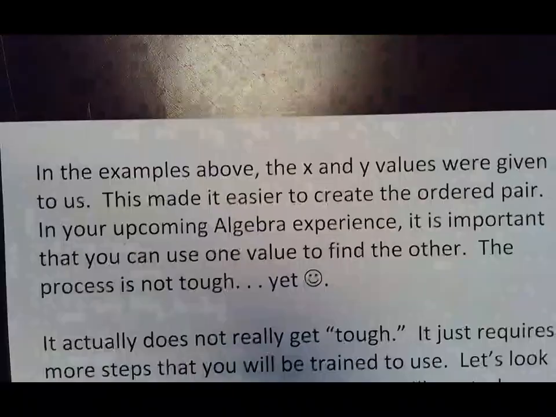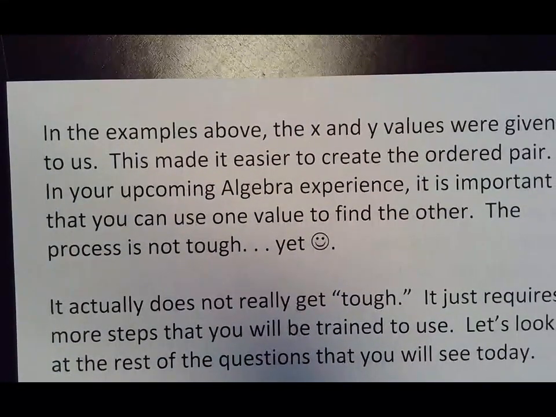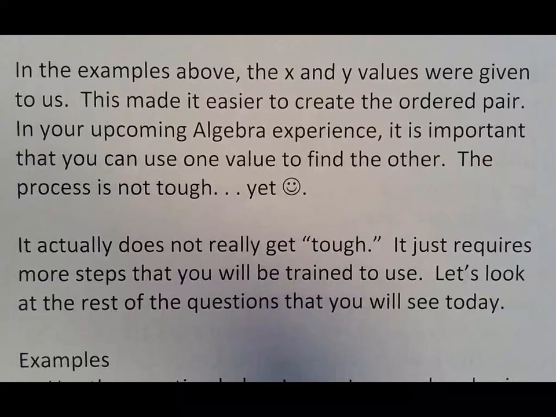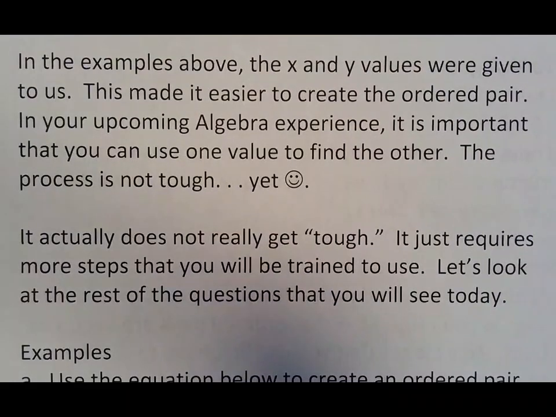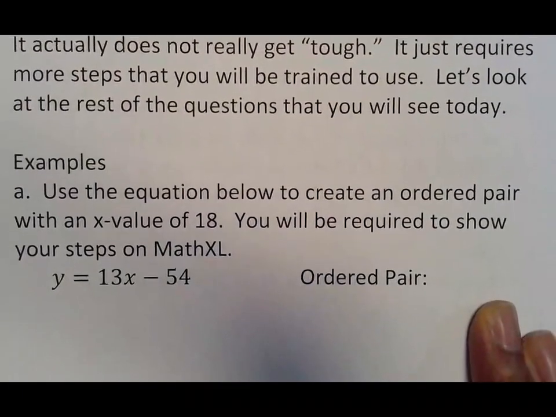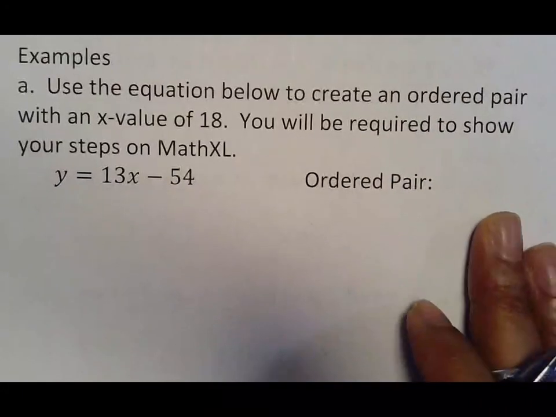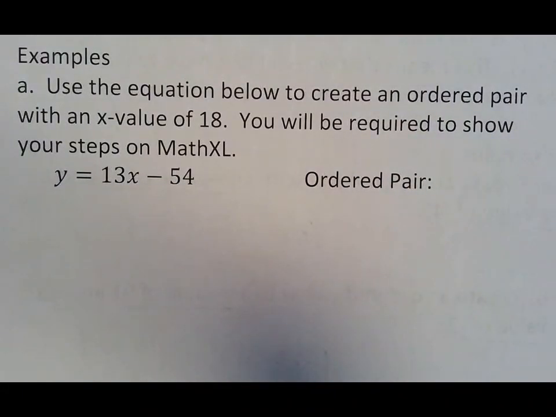But there is more. In the examples above, the x and y values were given. This made it easier to create an ordered pair. In your upcoming algebra experience, it's important that you can use one value to find the other. The process is not tough yet. It actually doesn't get tough. It just requires more steps that you'll be trained to use. So let's look at the questions that you're going to see today. This isn't tough as long as you use what you've been trained to do. Just make sure you use it.